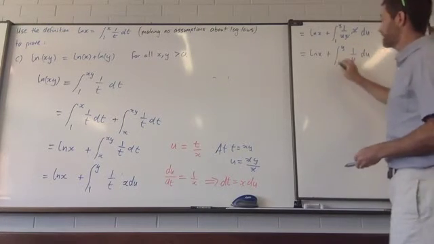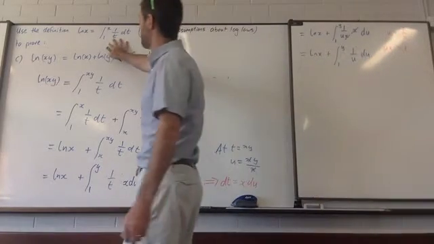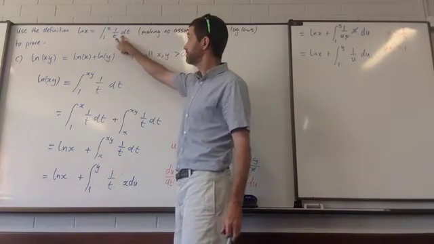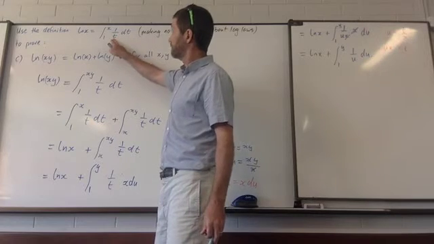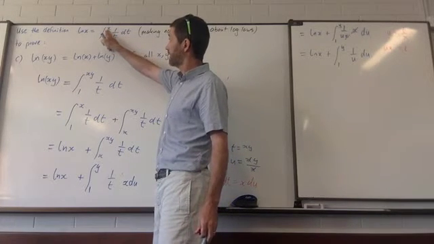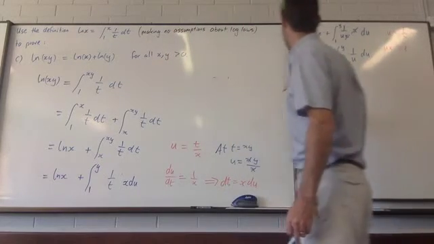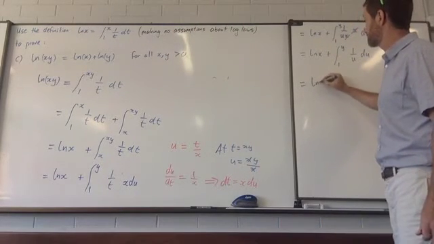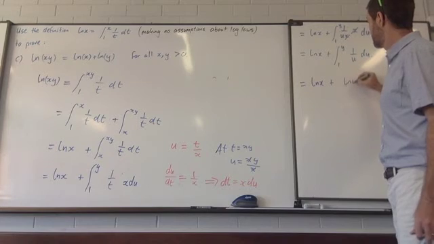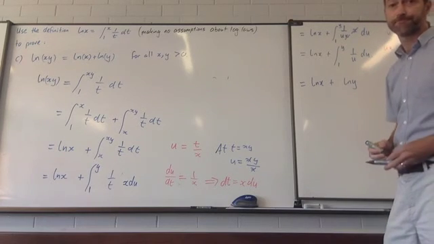We can see that this is really the same definition up here, except that we use variable u, 1 over u du, and we've got a y there, so we'll generate natural log of y instead of natural log of x. So we get our answer of natural log of x plus natural log of y, as required. Okay.